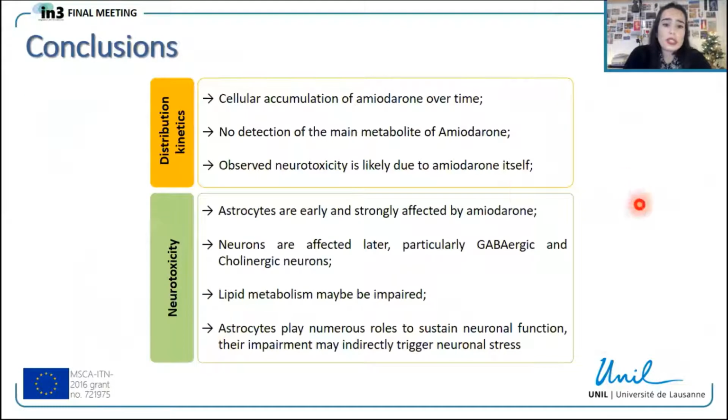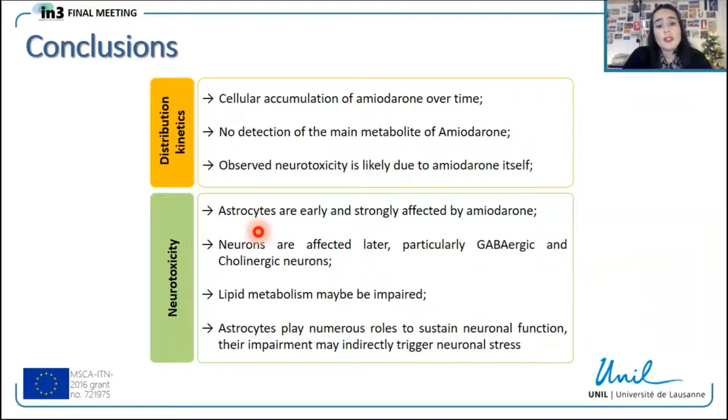So in general, the distribution kinetics show us that amiodarone is accumulating inside the cell over time. There's no detection of the main metabolite of amiodarone, which indicates that any effect that we see is probably being made by amiodarone itself and not its metabolite. We see that astrocytes are early and strongly affected by amiodarone. Neurons are affected later, so after the repeated exposure, particularly GABAergic and cholinergic neurons.